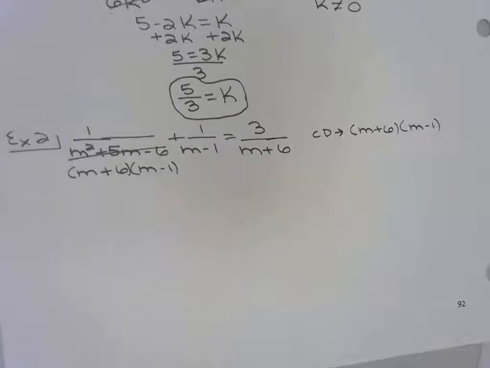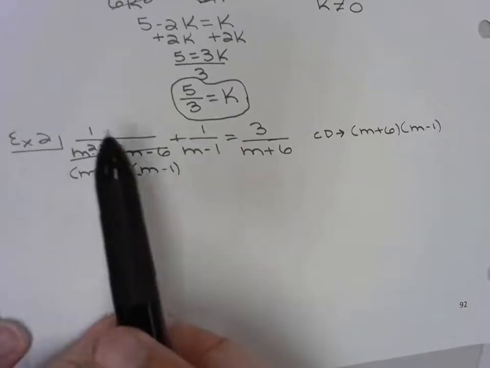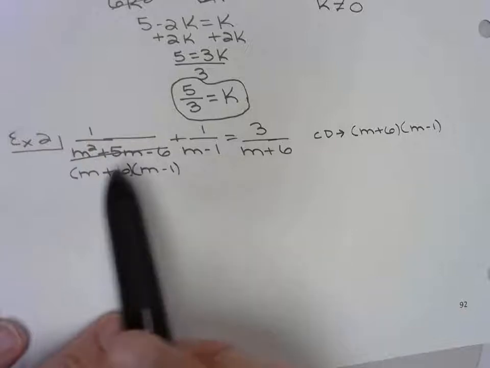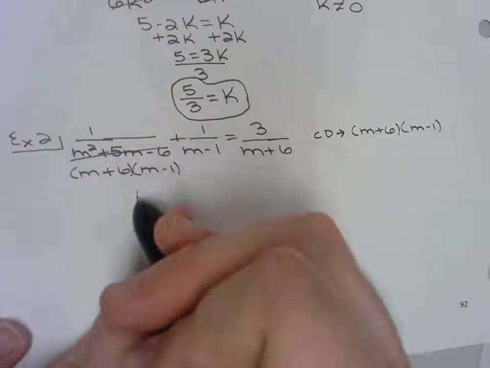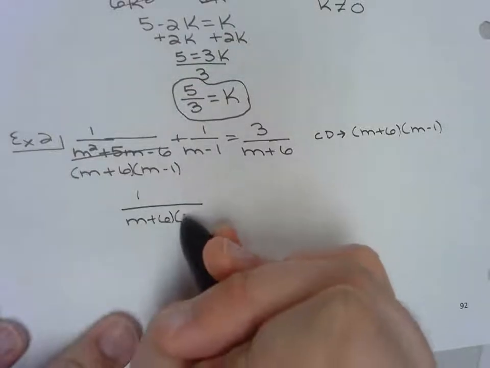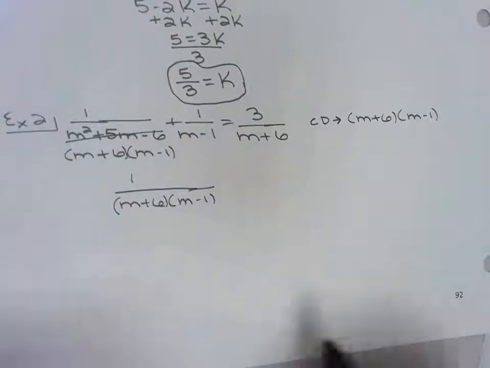Just like with adding and subtracting last week, you go through each fraction and see what part is missing in the denominator. If I look at my very far left fraction, what part is missing? Nothing, because I already have both of them in the denominator. So it's just 1 over m plus 6 times m minus 1. I'm going to combine it into one fraction on the left side, just because it's less work.